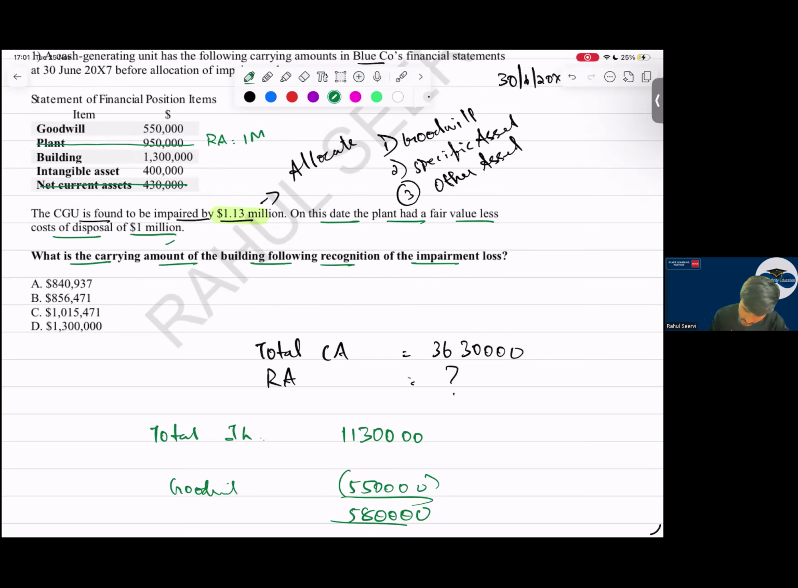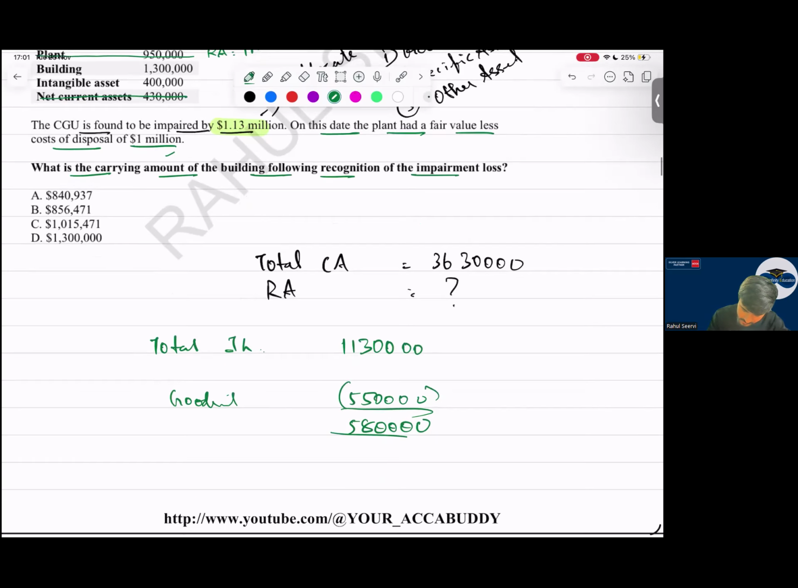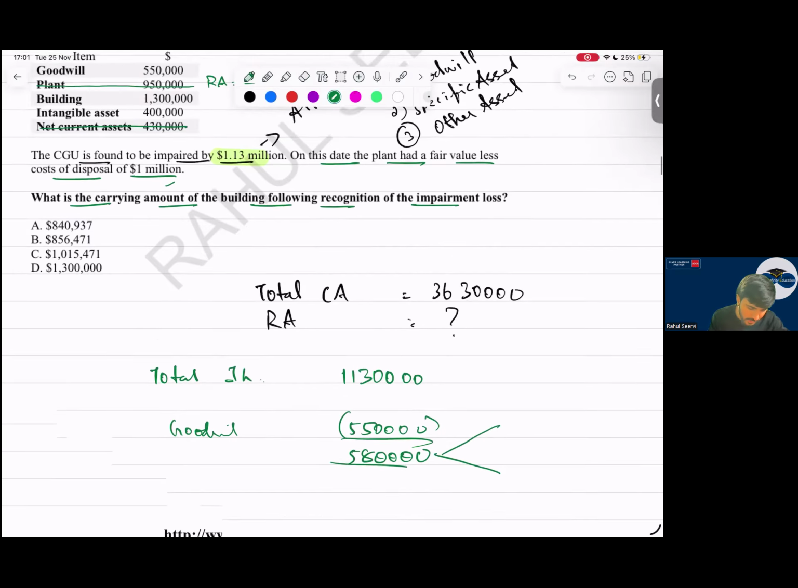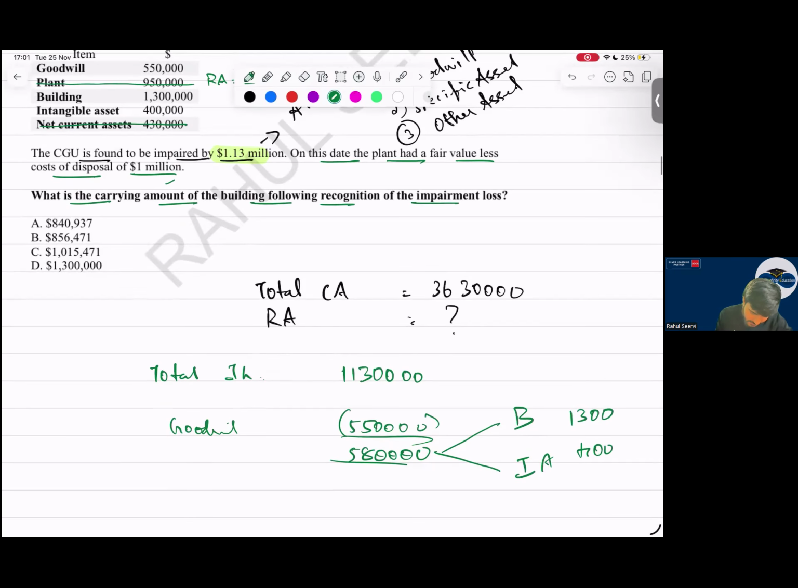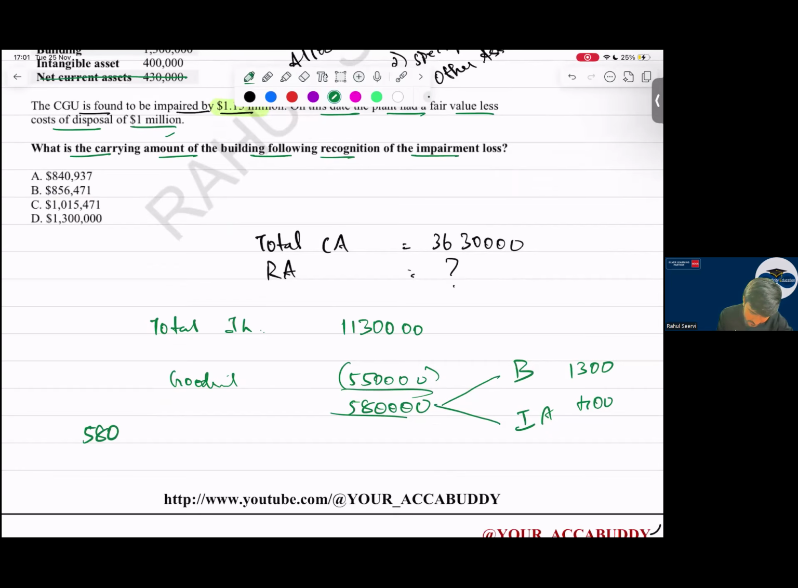Now this 5,80,000 should be allocated to what? It should be allocated to the building and the intangible asset. So how much is the value of building? 1,300, intangible 400. So this 580,000 I will allocate to building only. I will not waste my time calculating for the intangible asset. The question is the same for building, so I'll calculate it.